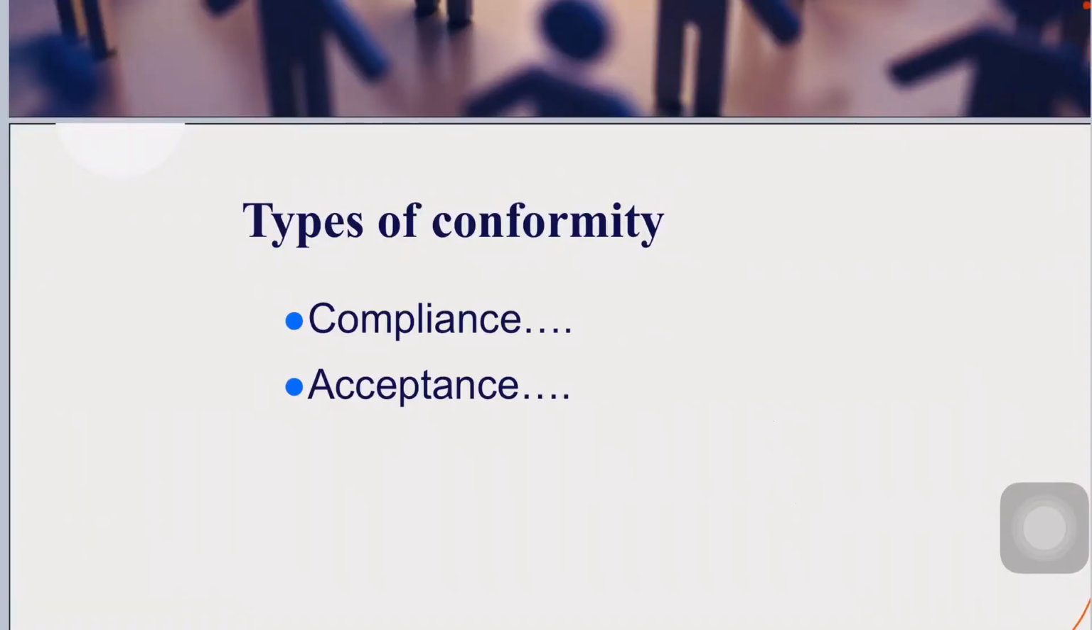Two categories of conformity have been distinguished by sociologists: compliance and acceptance. Compliance is the public agreement. It refers to overt behavioral change in the direction of the norms, whereas acceptance is private agreement that refers to covert attitudinal or perceptual change.